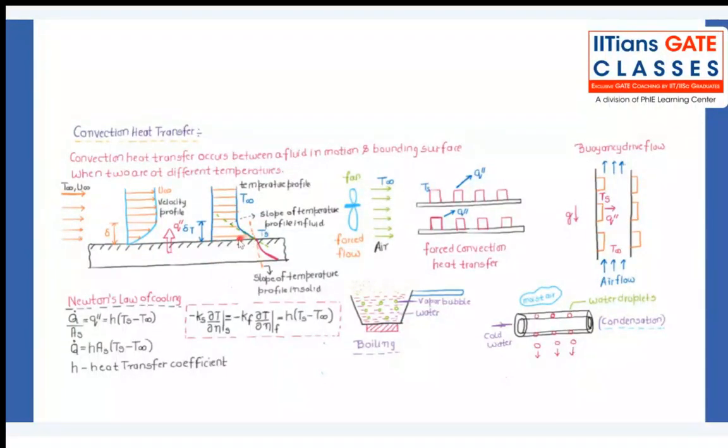Now this layer of the fluid which comes in contact with the plate surface is not moving, it is stationary. So this layer will also get heated via conduction, but subsequent layers are moving, so heat will get transferred via convection. The first layer of the fluid will be heated by conduction only. Subsequently, it will be transferred by convection because there is motion there. Close to the surface, there is no motion, so heat will be transferred via conduction.